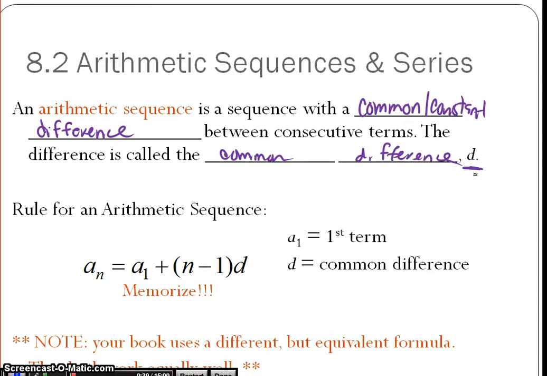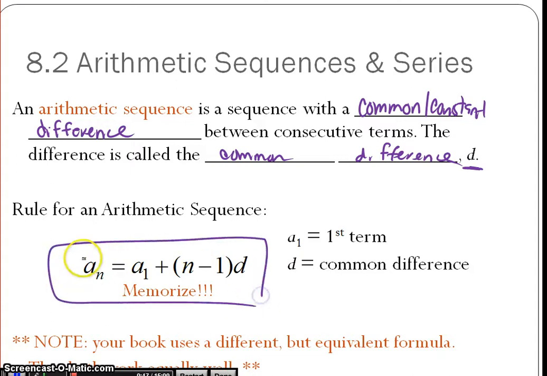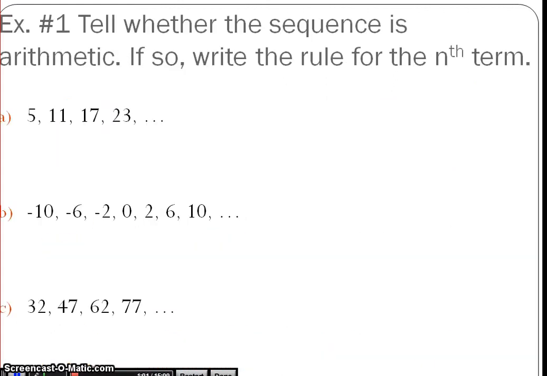So the rule for an arithmetic sequence: you're going to have A1, which is your first term, D, which is your common difference, and then the formula A sub n, the nth term, is the first term plus n minus 1 times D. Your book uses a slightly different formula. It's equivalent, just written slightly differently. You can use either one you want. This is the one we're using.